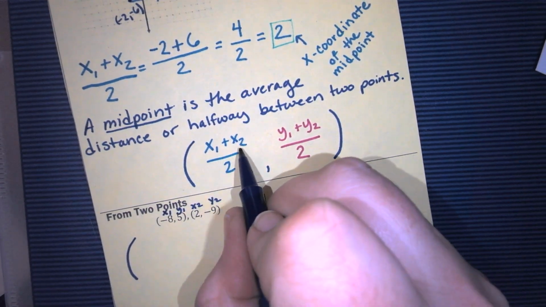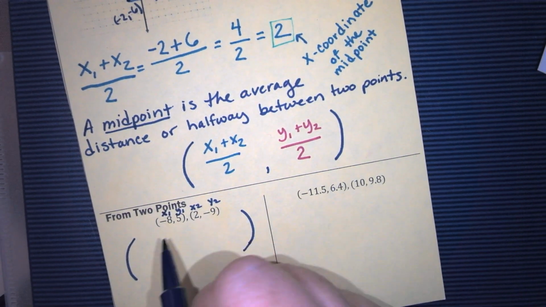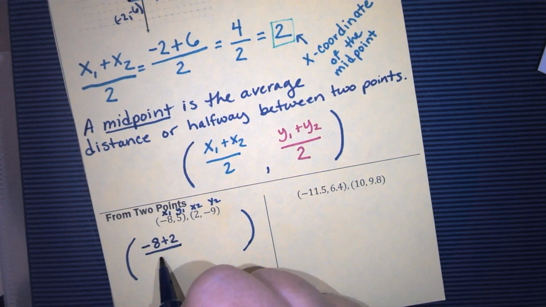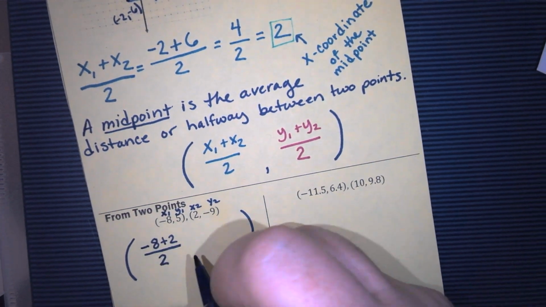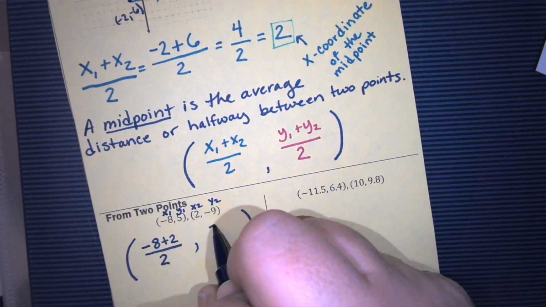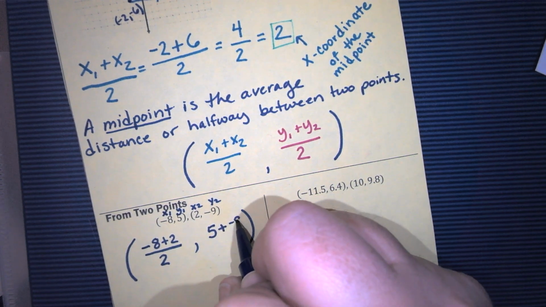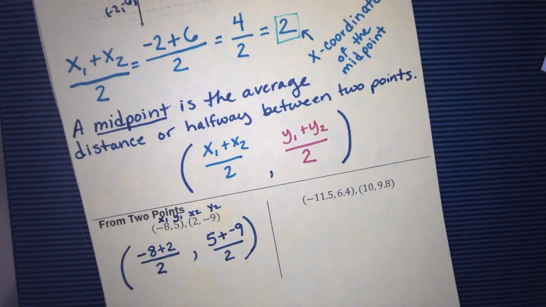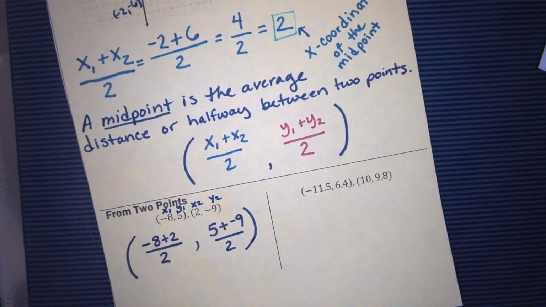But I need to do x1 plus x2. So I need -8 plus 2, and divide that by 2. And then that's going to give me my x. For my y, I'm going to do 5 plus -9, divide that by 2. And that's going to give me my y. So in your calculator, grab your calculator if you haven't.